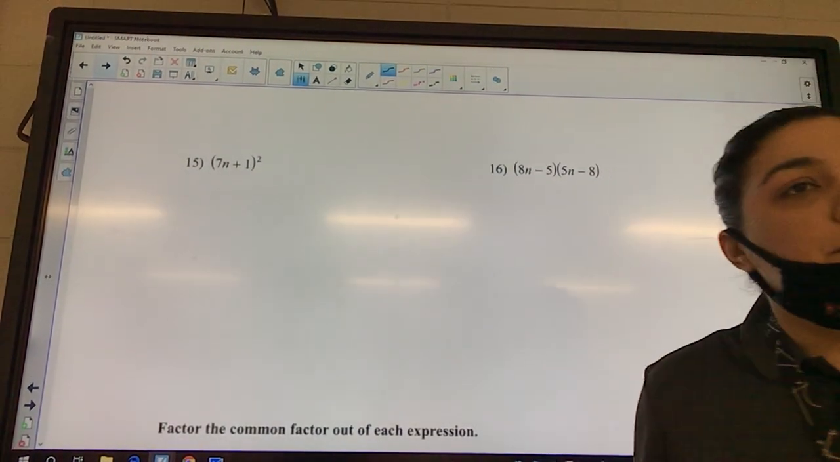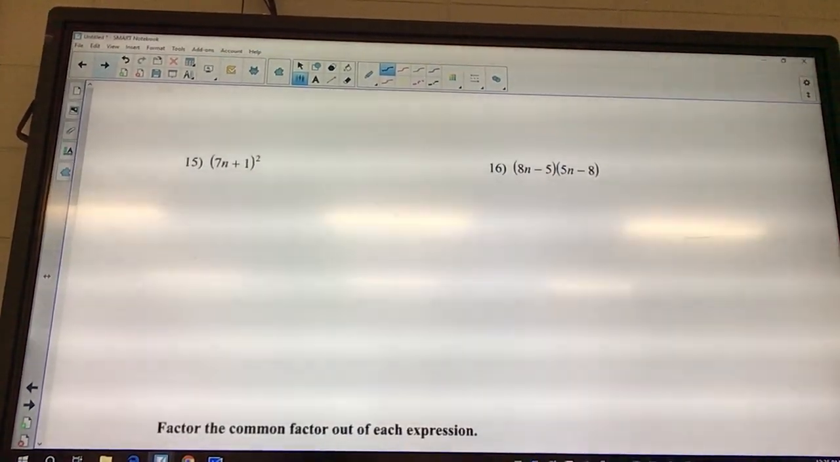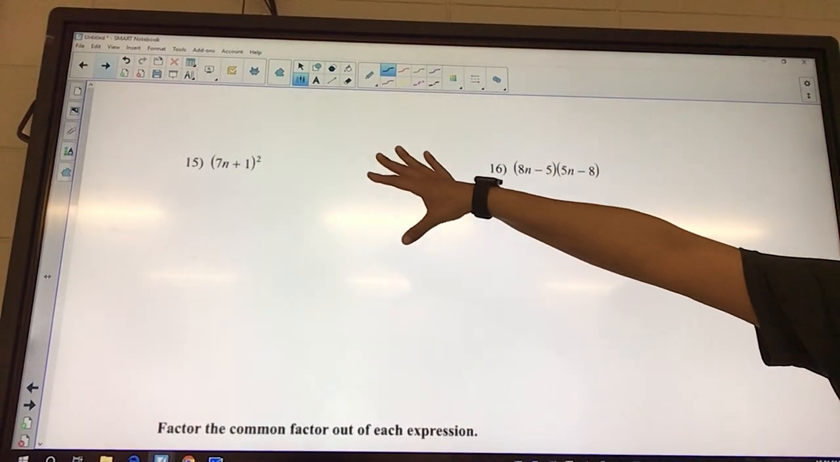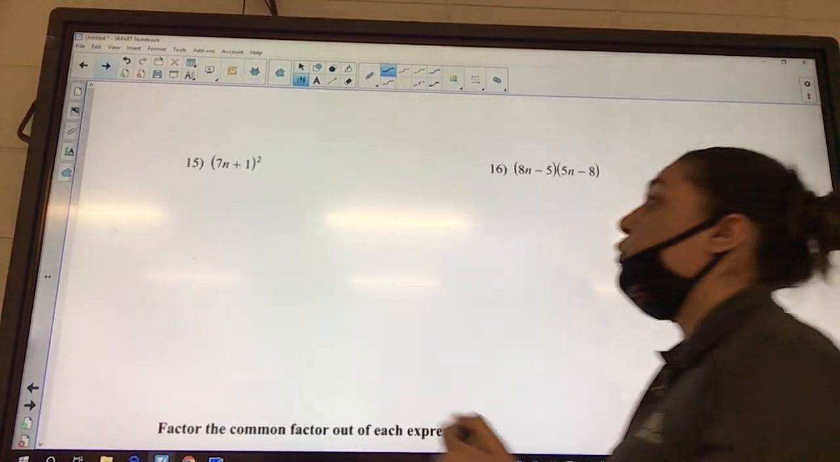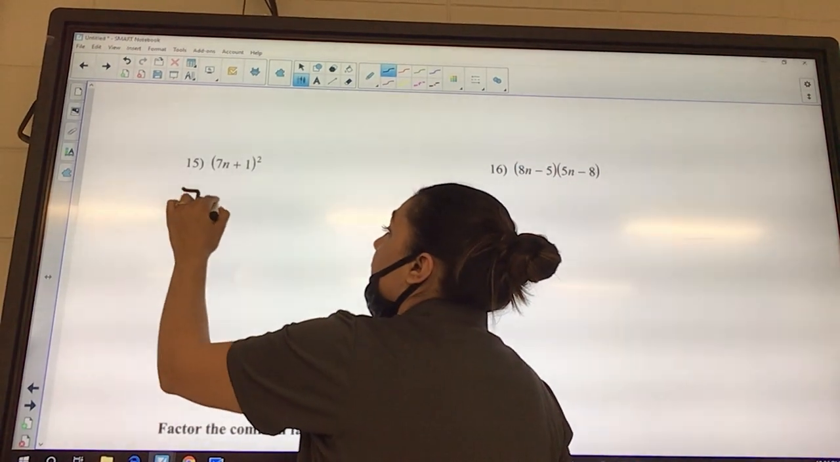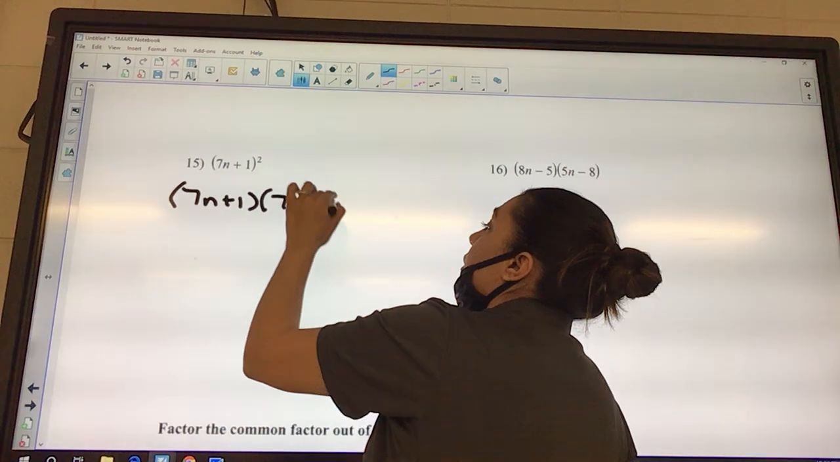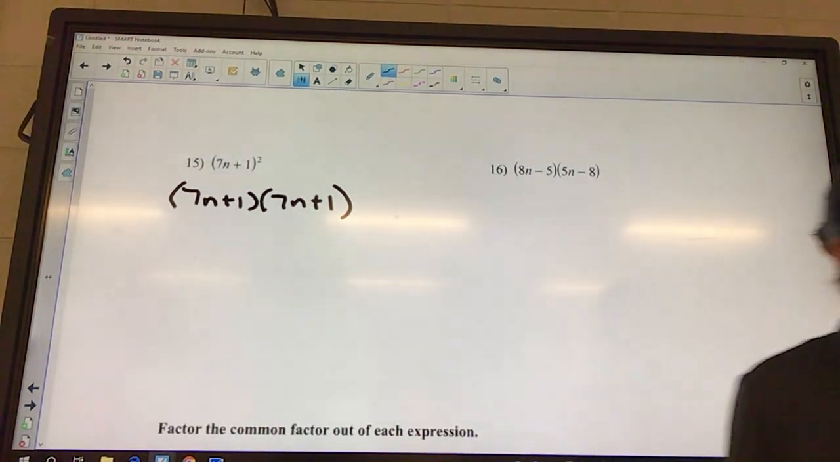What does squared mean? It means times the same number, times it by itself. But it says that number squared, so you're going to write it twice: 7n plus 1 times 7n plus 1. Then you still need your FOIL.